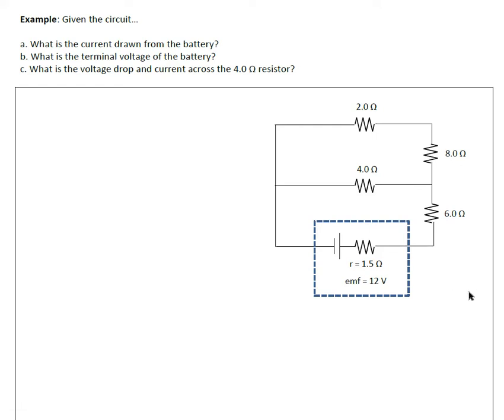Okay, so let's do this question. We're given the following circuit. It says, what is the current drawn from the battery? What is the terminal voltage of the battery? And what is the voltage drop and current across the 4 ohm resistor?